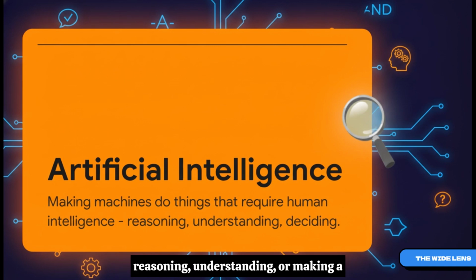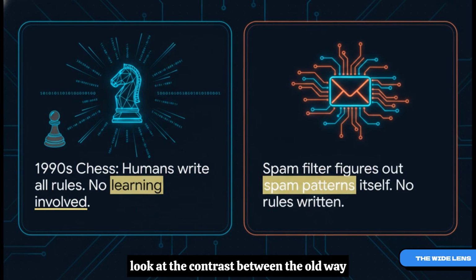We're talking about reasoning, understanding, or making a decision. But what's absolutely crucial to understand here is that AI can actually include really simple rule-based programs that don't technically learn a single thing. To get this, you have to look at the contrast between the old way and the new way. Look at 1990s chess programs. Humans wrote every single rule. The machines simply followed those rules with literally zero learning involved. It was still AI, for sure, but it was incredibly rigid.